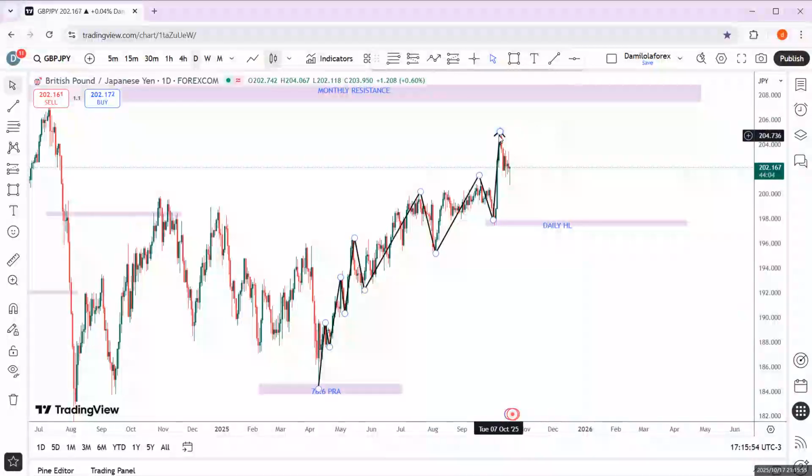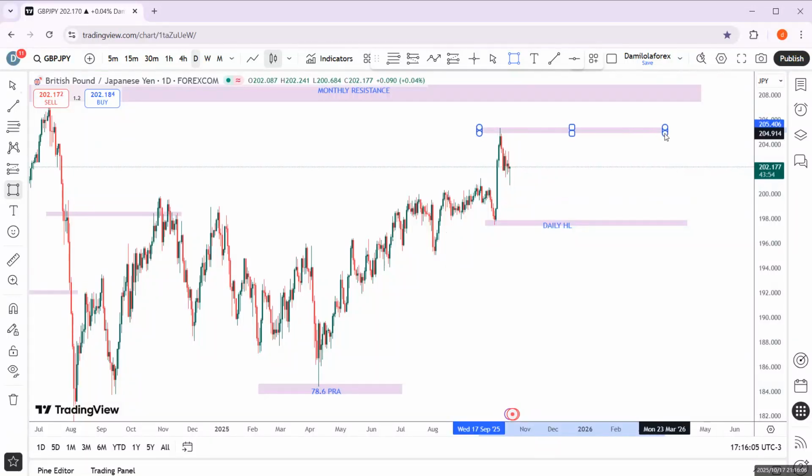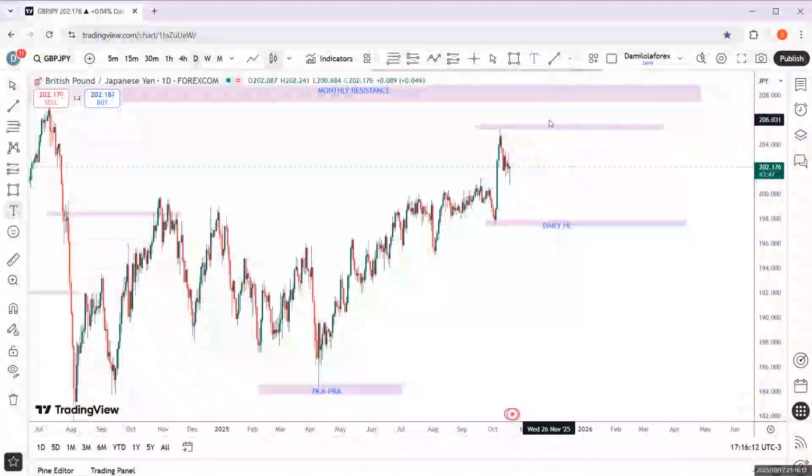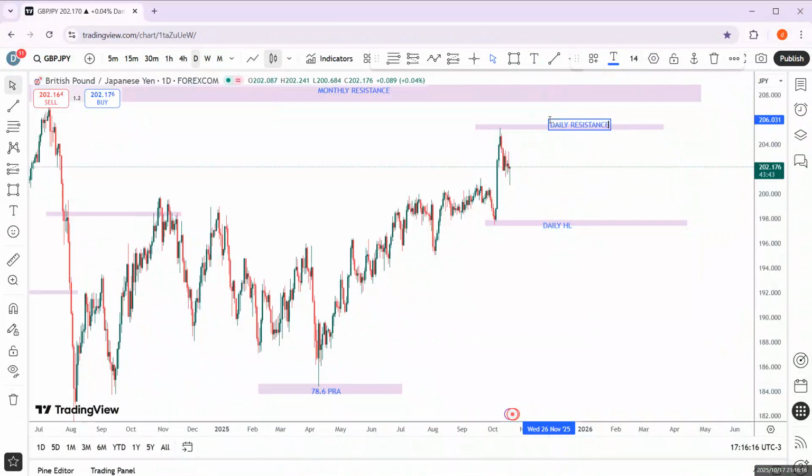Okay, so the resistance point that price is rejected at right here, we can now go further and tag that resistance point as a daily resistance point, since we're on the daily time frame. So the most important thing is just to give them tags that you can remember. Give them tags that you can remember, right? So here we can say daily resistance.